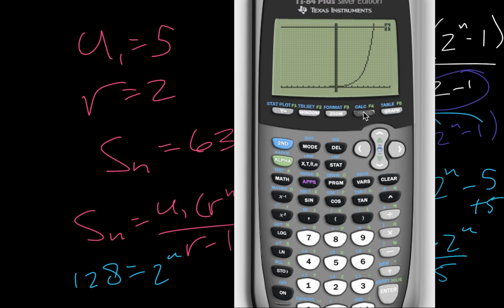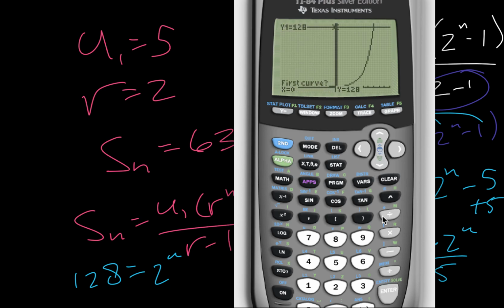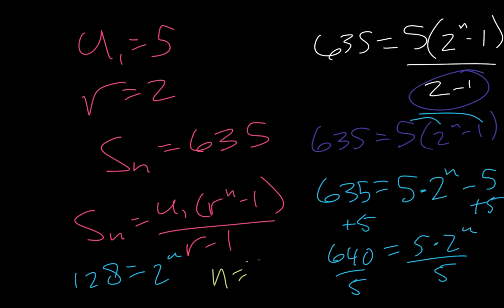So we're going to go second, calc, go to the intersect. It's going to say first curve, second curve. You can just click, because there's only 2 curves on there. And then you want to make your guess as close as possible. It only crosses one place, so you actually could have just clicked again. Okay, we're close there. It says it intersects at x equals 7. And so that is the answer for our n. So n equals 7.